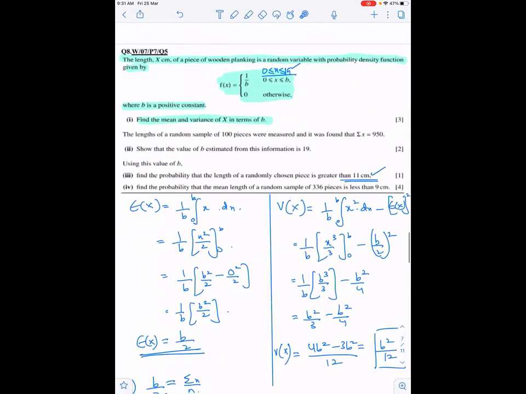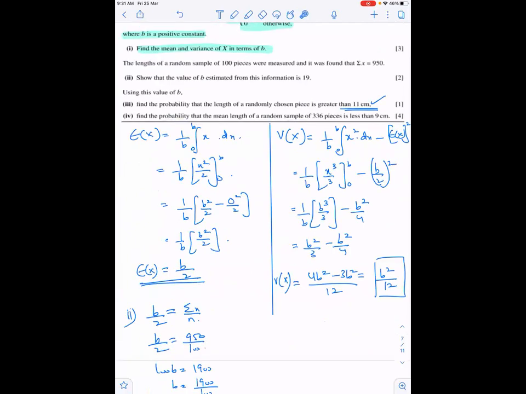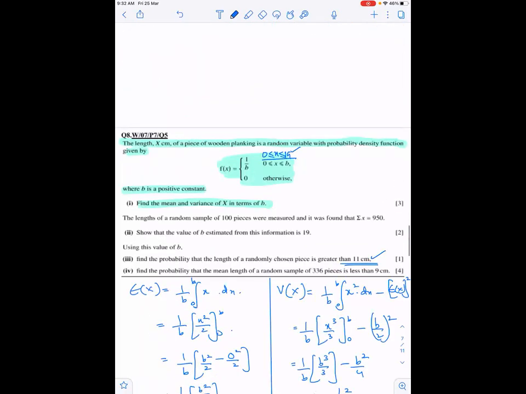Then in the last part of the question they are talking about sampling. Find the probability that the mean length of a random sample of 336 pieces is less than 9 centimeter. They have not mentioned the probability distribution here, whether it's normal, binomial, Poisson. But it can't be a binomial or a Poisson, the reason being binomial and Poisson are discrete distributions.